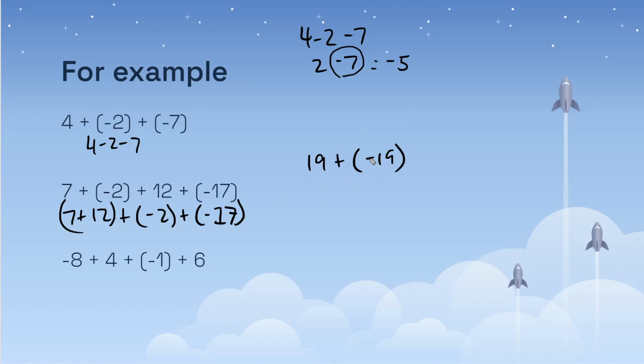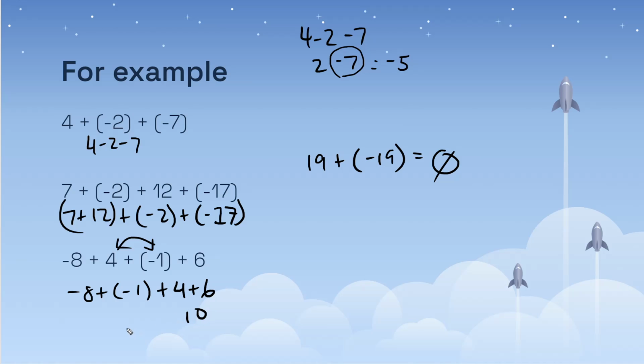So here we're adding opposites on a number line, which means that because of the additive inverse property, we have a 0. Here we have negative 8 plus 4 plus a negative 1 minus 6. So what can we do? Well, we can commute these two. So that's negative 8 plus a negative 1 plus 4 plus 6.